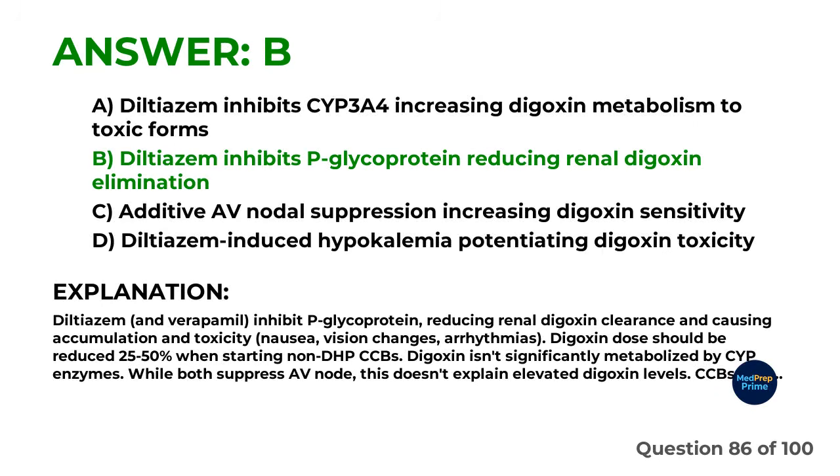Correct answer, B. Diltiazem and verapamil inhibit P-glycoprotein, reducing renal digoxin clearance and causing accumulation and toxicity: nausea, vision changes, arrhythmias. Digoxin dose should be reduced 25 to 50% when starting non-DHP CCBs. Digoxin isn't significantly metabolized by CYP enzymes.